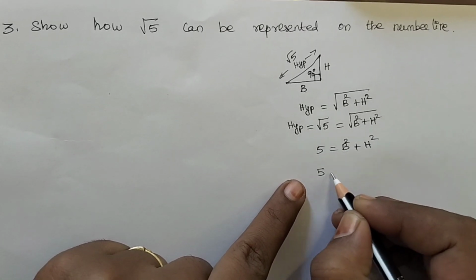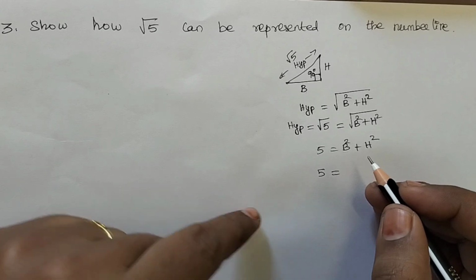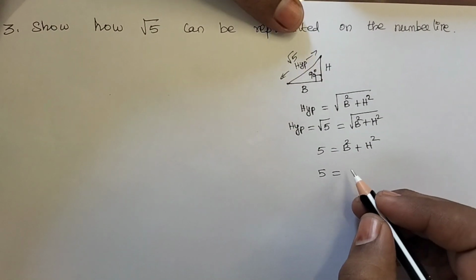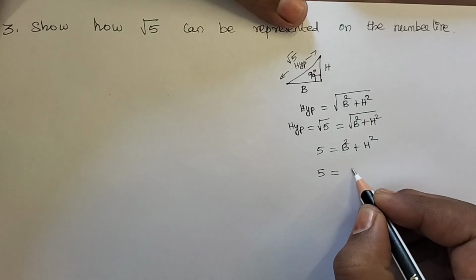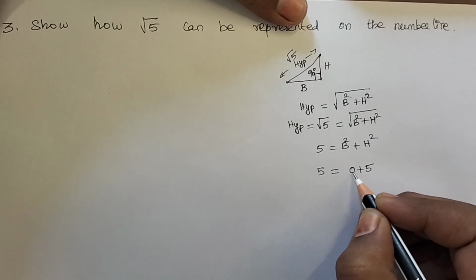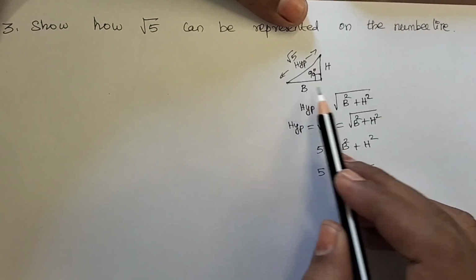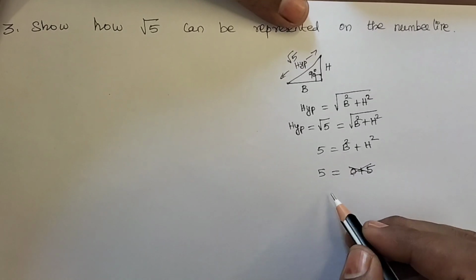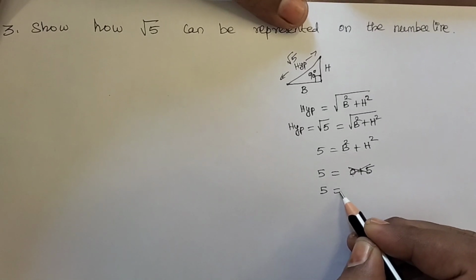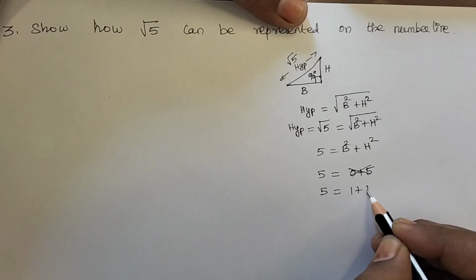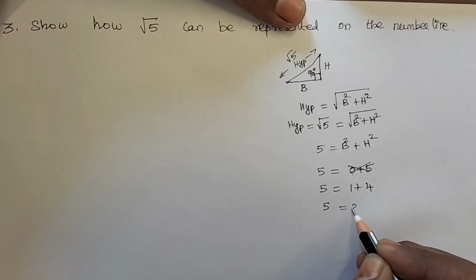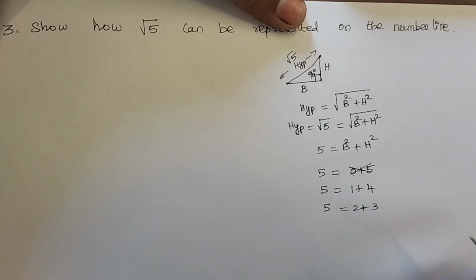So first let me write 5 as a sum of two numbers. What are all the possibilities? I can write 5 as 0 plus 5, but 0 I cannot measure as a side, so this possibility will not come. Then 5 I can write as 1 plus 4 also, right? Again, 5 I can write as 2 plus 3 or 3 plus 2 also.